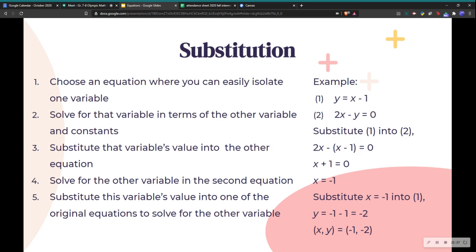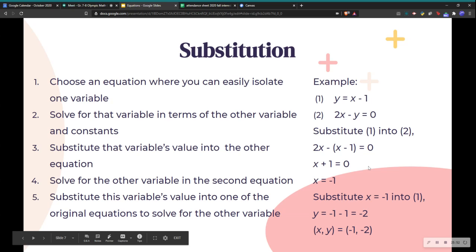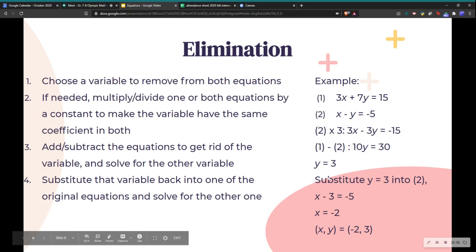Are there any questions about substitution? No questions? Okay. Now, assuming you all understand this substitution, let's look at the second technique for solving a system of equations. This is called elimination.